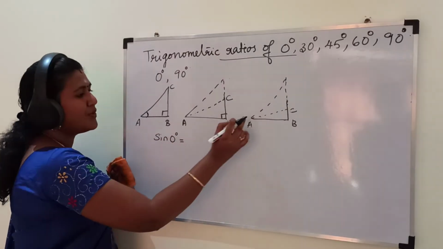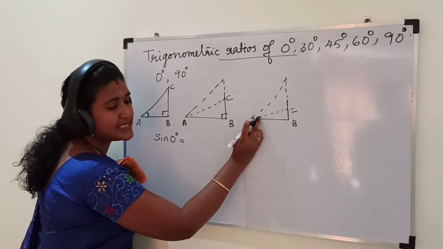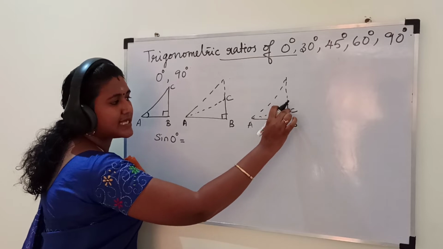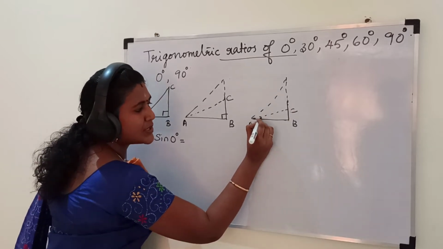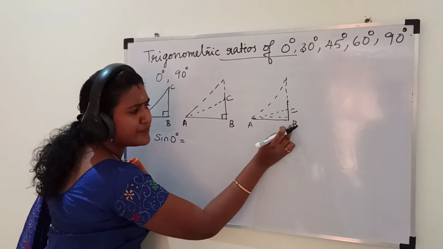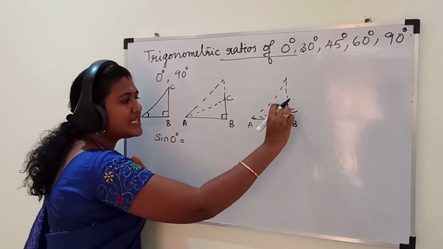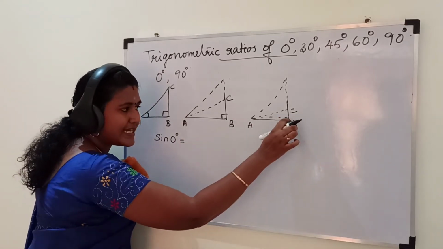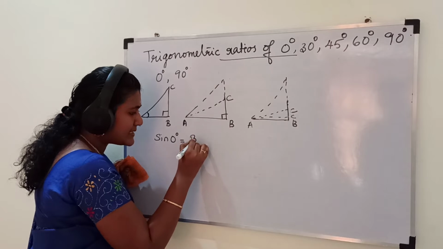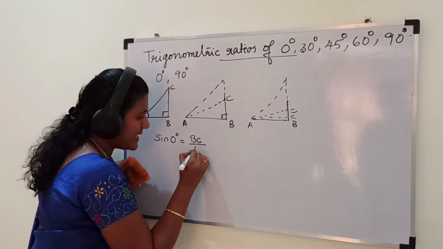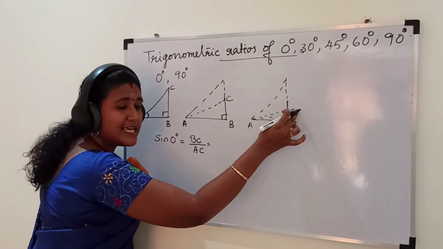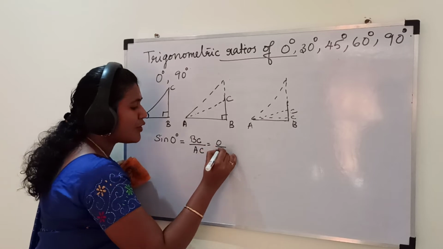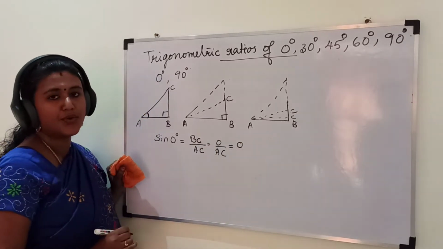Sine 0 degree, according to this angle A, which is now very close to 0. So when A is very close to 0, this point C is very close to B, so this side BC is almost 0. The opposite side is BC and the hypotenuse is AC. Since C coincides with B, we get BC as 0. So 0 by AC, and sine 0 degree is 0.